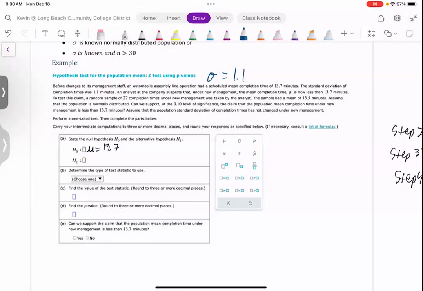An analyst at the company suspects that under new management, the mean completion time mu is now less than 13.7. So let's write that: less than 13.7 minutes. To test this claim, a random sample of 27 completion times under new management was taken by the analyst. So what they're telling us is that n in this case is 27, had a sample mean x bar of 13.5 minutes, and our alpha in this case is 10%.